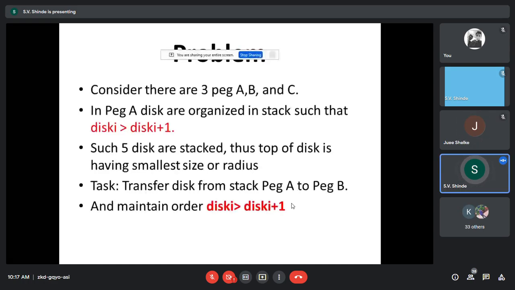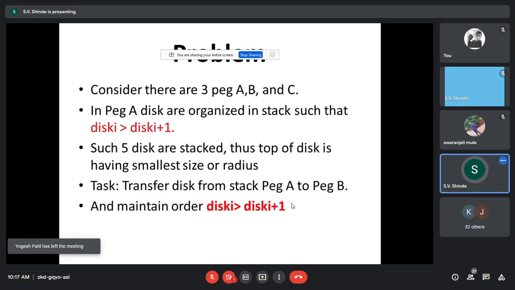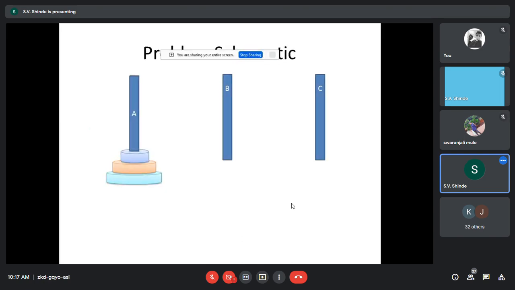And what is the task? The task, or the problem, the challenge we can say, is to transfer the disks from stack peg A to peg B, and we have to maintain the order that disk i is greater than disk i plus 1. Over here we have the diagrammatic approach. We have taken only 3 disks for understanding purposes.